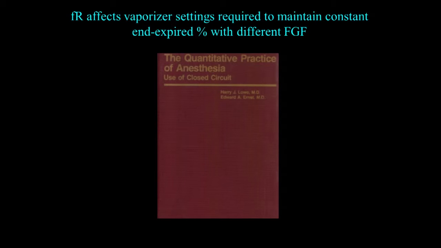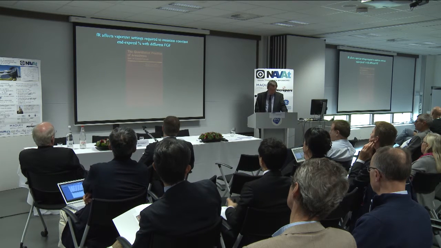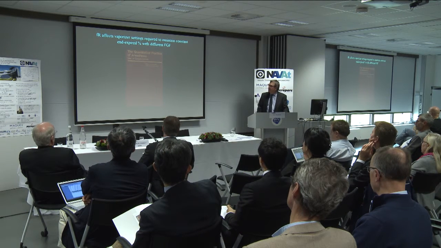Why is the fraction of rebreathing important? Because it affects the vaporizer dial setting required to maintain a constant end-expired concentration with different fresh gas flows. And basically, most of my ideas come out of the book of Lowe and Ernst, who described this 30 years ago. So basically, for 30 years, I've been experimenting clinically with what these authors wrote.